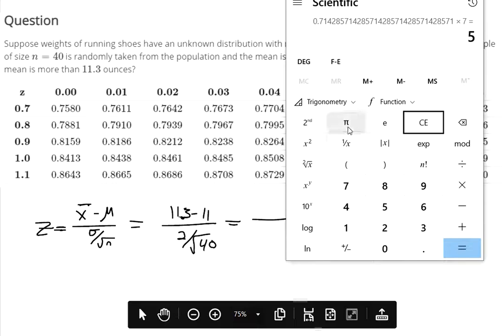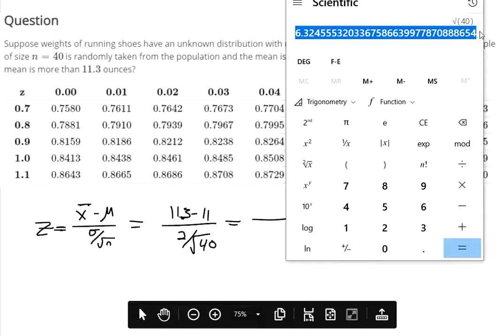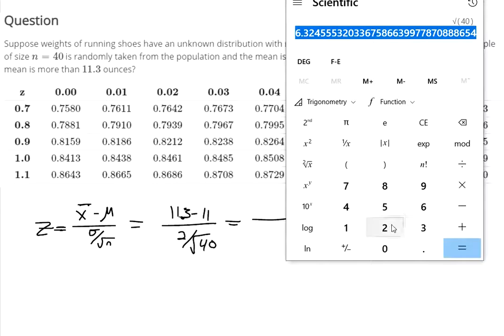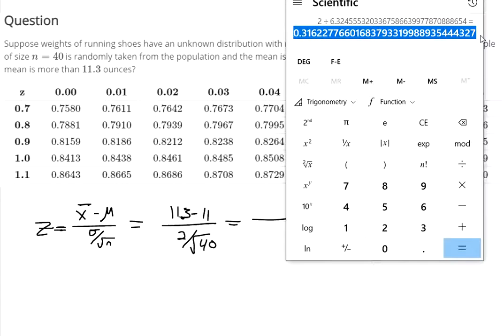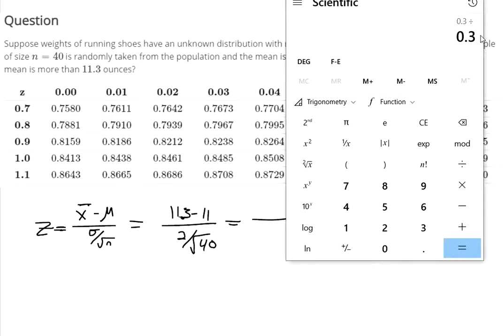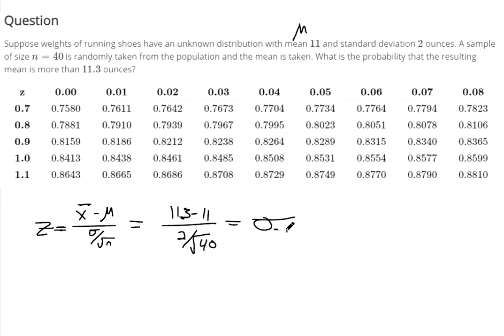What's probably easiest is to figure out the denominator first. So square root of 40, I'm going to copy that number and then do what the fraction says, 2 divided by that number. We'll copy this decimal. That's the denominator. 11.3 subtracted by 11. Divide that by that denominator. That makes 0.95 when we round to the second decimal place. So that's a z-score, okay? Z equals 0.95. They're asking for the probability that the resulting mean is more than this value.